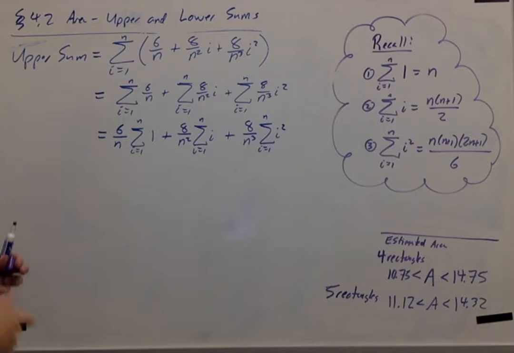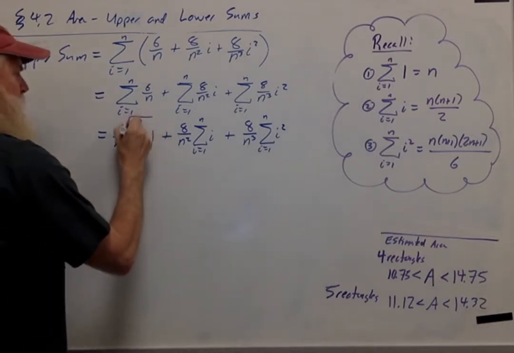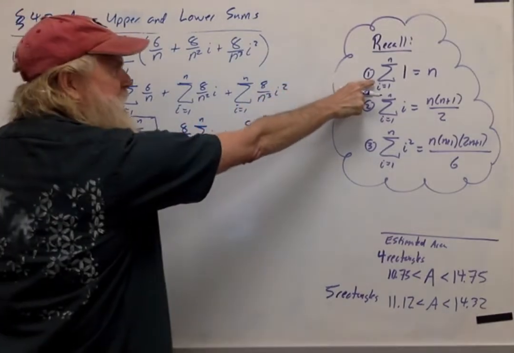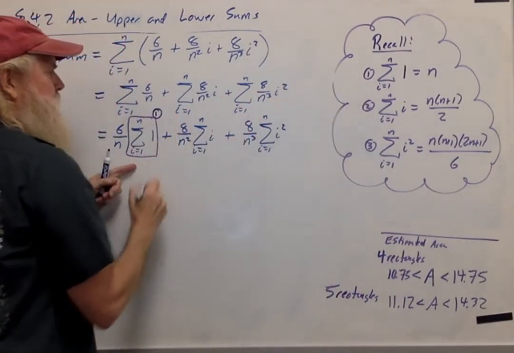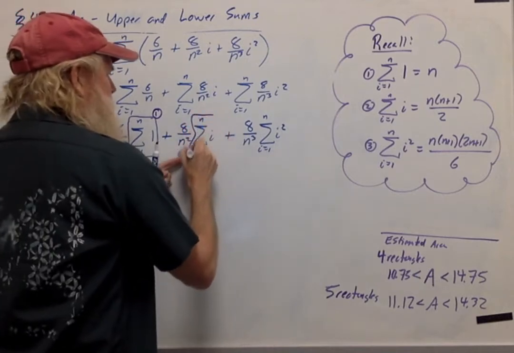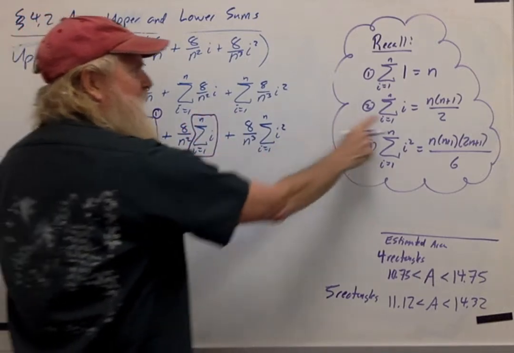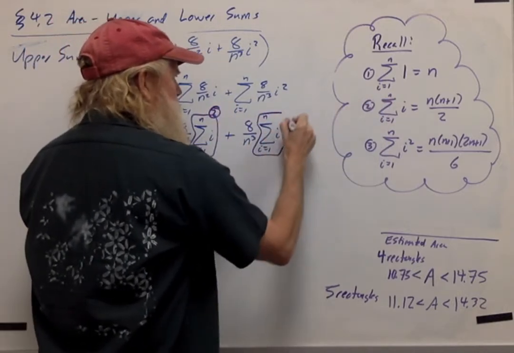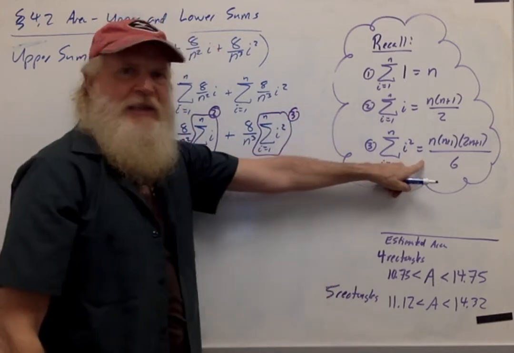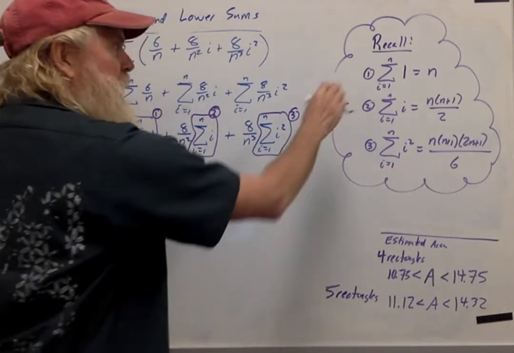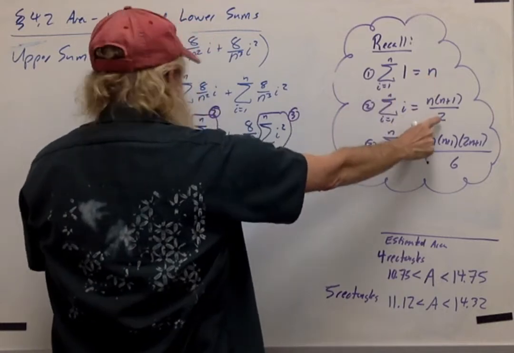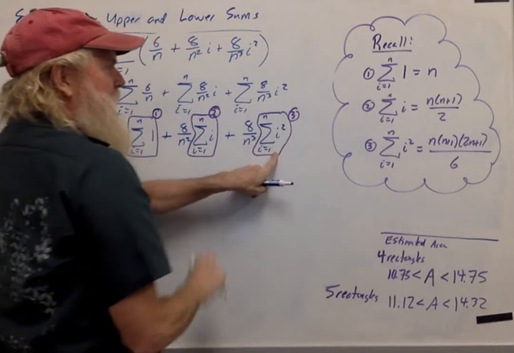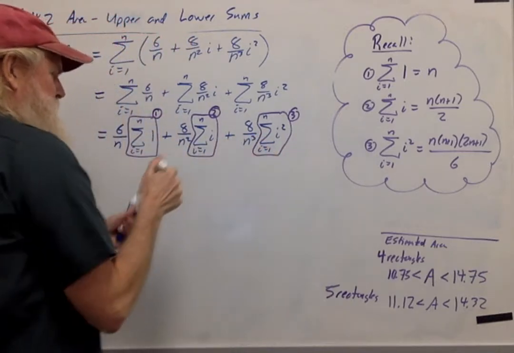Now look at these sums we have. This first one involves the sum i equals 1 to n of 1, which is exactly the first formula over here. The second sum involves the sum of i, which is the second formula. And the third one involves this sum. So one by one, I'm going to substitute n, and then n times n plus 1 over 2, and finally, n times n plus 1 times 2n plus 1 over 6 for these three sums.